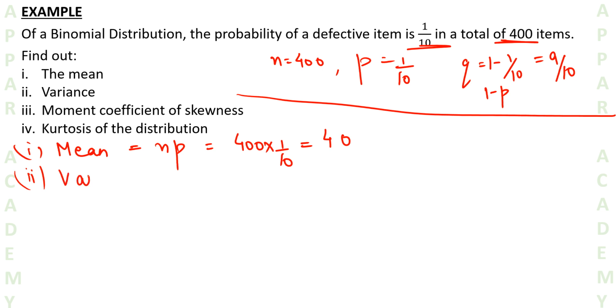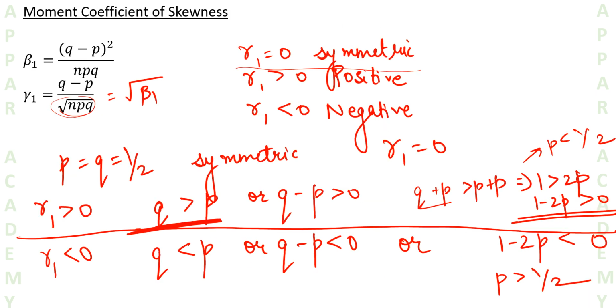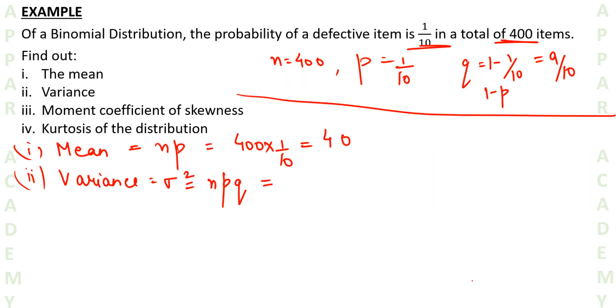So next is variance. Variance, we all know how it is represented. It is represented by n into p into q. We have already seen this in the formulas over here, right? So now for this, n is 400, p is 1 by 10 and q is 9 by 10. So this simply becomes 36.